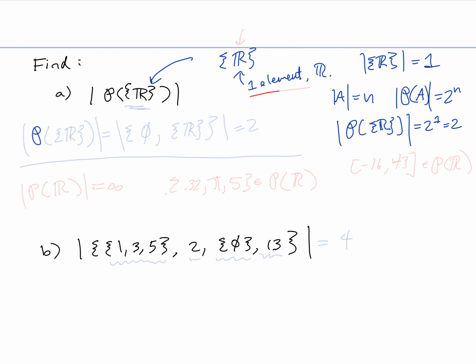We could also, if we wanted, write out the power set. So the power set of the set containing the set of real numbers is, let's see, what are the subsets of this set? One subset is the empty set, and the other subset is the entire set, the set containing the set of real numbers. And so again, this shows us that the cardinality of this is equal to 2. So this is a bit of a tricky question.